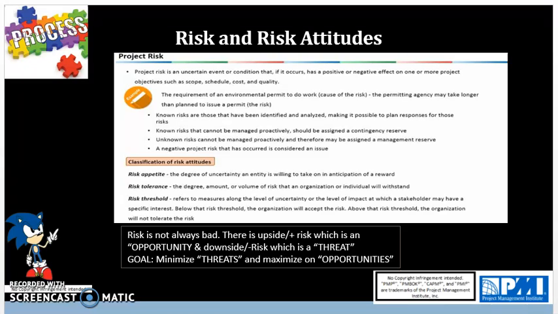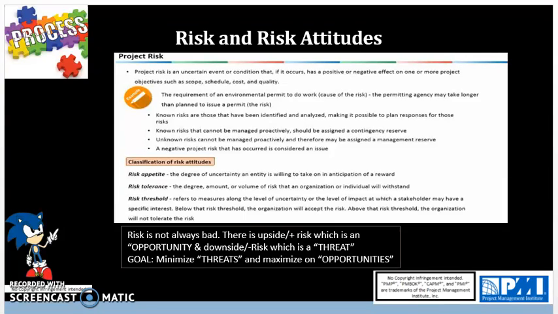So project risk is an uncertain event or condition that, if it occurs, has a positive or negative effect on one or more project objectives such as scope, schedule, cost, and quality. So positive risk is an opportunity, a positive impact. Negative effect would be a risk or a threat on the project.